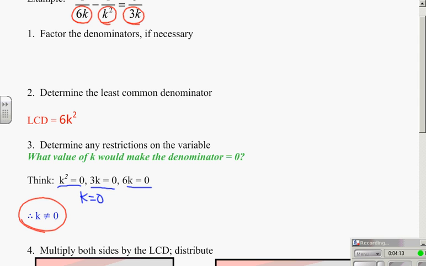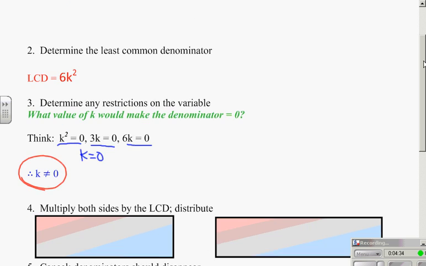So if I get down and I do all my solving, and one of my answers is k is 0, I cross it off because it will make my original statement false. If it's my only answer, I write no solution. If I have 2 potential answers, I cross the restricted one off and keep the other.